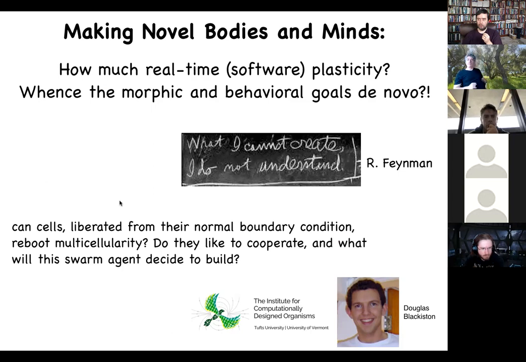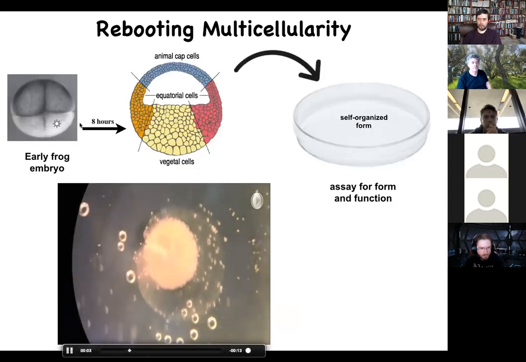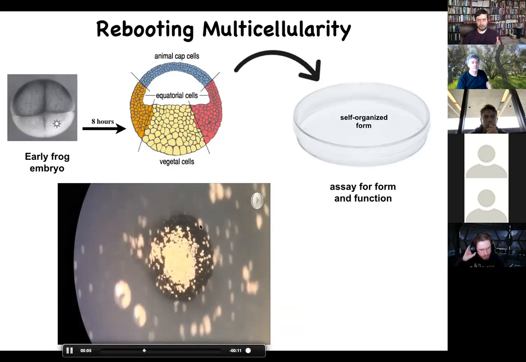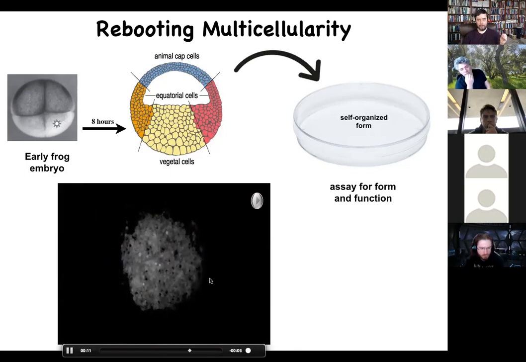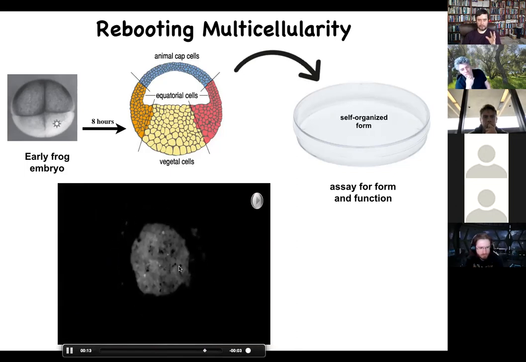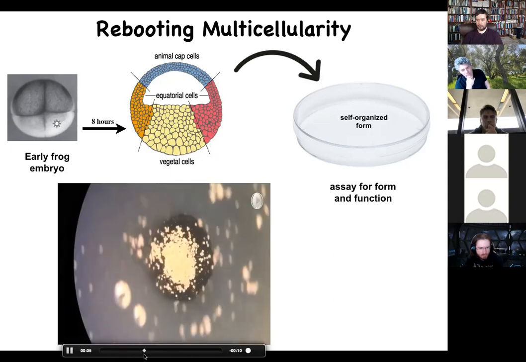So what we did was we liberated some skin cells. These are just skin from the frog embryo. We didn't add anything, no transgenes, but we took away something. We took away the instructive interactions with the rest of the animal, and we just took some of these skin cells. We put them aside in this little, I'll show you again here, in this little depression. We just gave them a chance to reimagine their multicellularity.